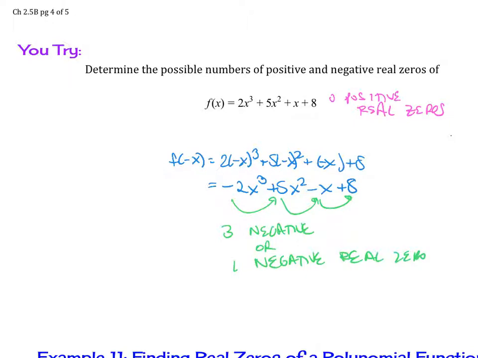So if you tried this out, you'd have gotten 0 positive real zeros because there are no sign changes up here. And then if you plugged in a negative x, it only changes your odd powers. And so you see that there are 3 sign changes, or a possibility of 3 negative real zeros or 1 negative real 0.